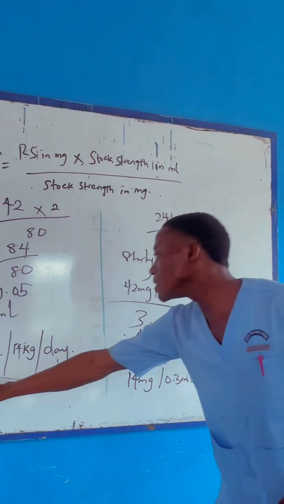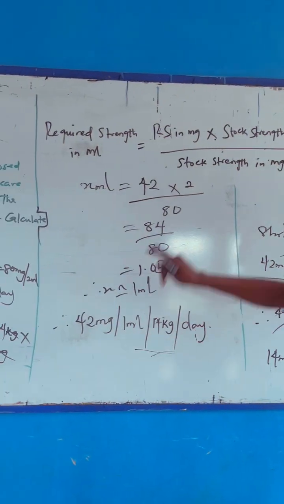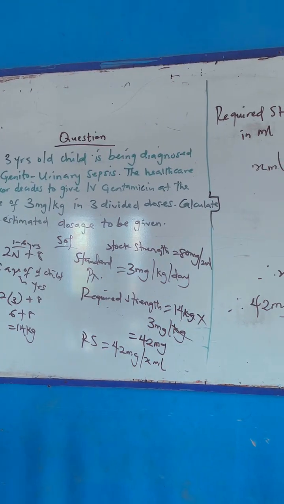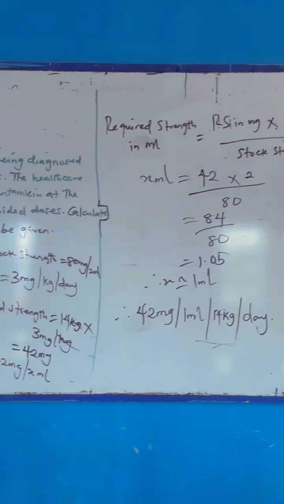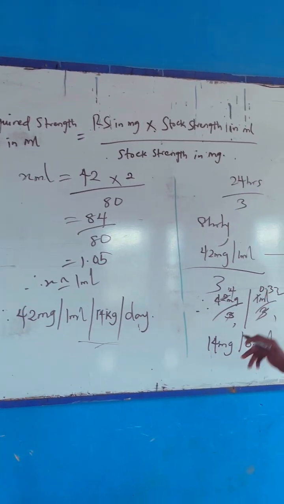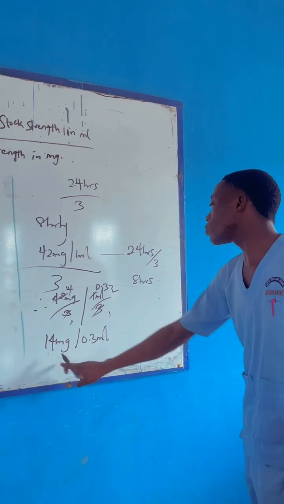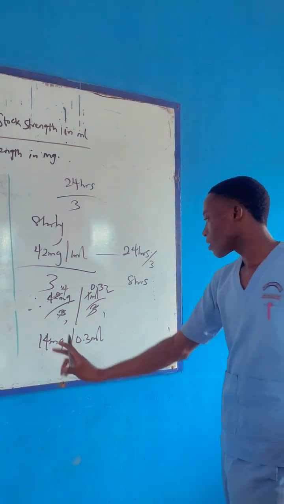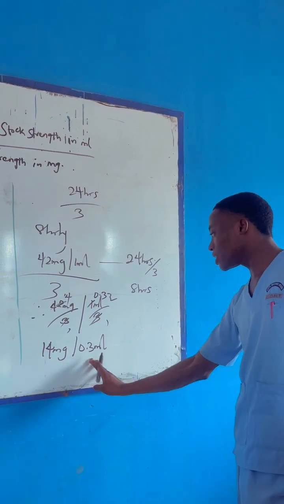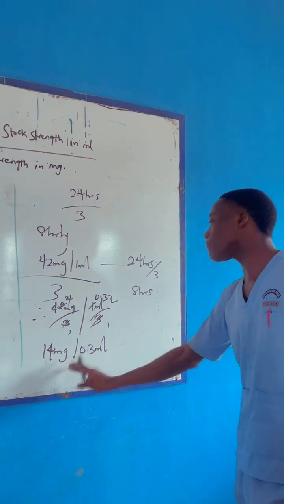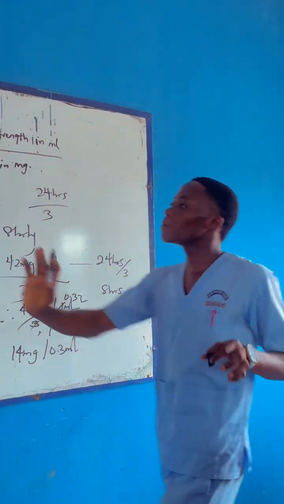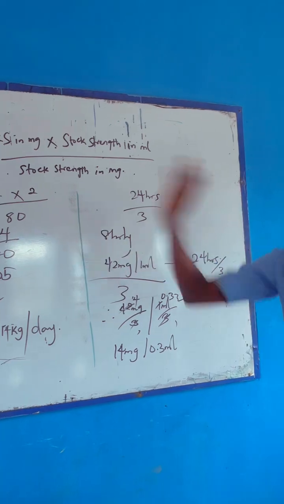So the child will be receiving 42 milligram of gentamicin per day. But if you have to calculate it in 3 divided doses, that is 8 hourly, the child is going to receive 14 milligram, which is equivalent to 0.3 ml of gentamicin for the first 8 hours. 14 milligram, that is 0.3 ml for the next 8 hours, and another 14 milligram for the next 8 hours, which makes up 24 hours. So that is simply the solution to this question.